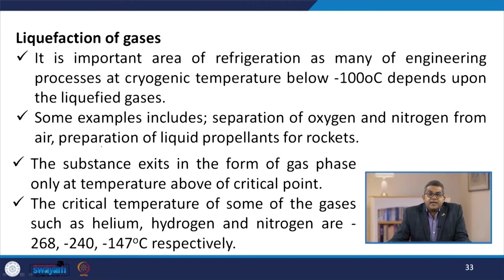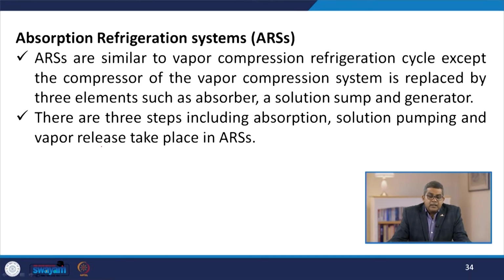A substance exists in the gas phase only at temperatures above the critical point. The critical temperatures of some of the gases such as helium, hydrogen and nitrogen are minus 268, minus 240 and minus 147 degrees Celsius respectively. Now let's talk about the absorption refrigeration systems, or ARSs.